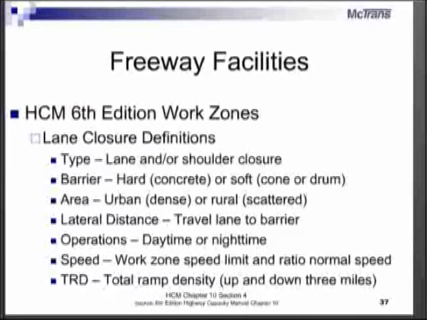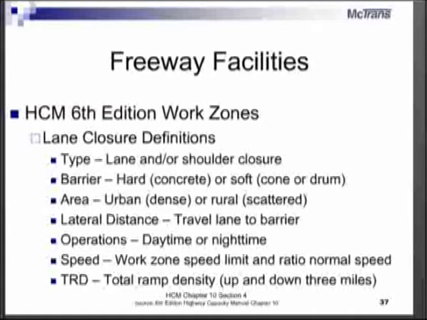So the work zone advice in the 2010 manual said that instead of 2,400, your capacity is about 1,600 plus or minus 10% based on a couple of things. That was really kind of subjective and not really a model. But what you see here, the parameters added in the 6th edition: am I closing a lane or just a shoulder? Do I have a Jersey barrier or just cones?